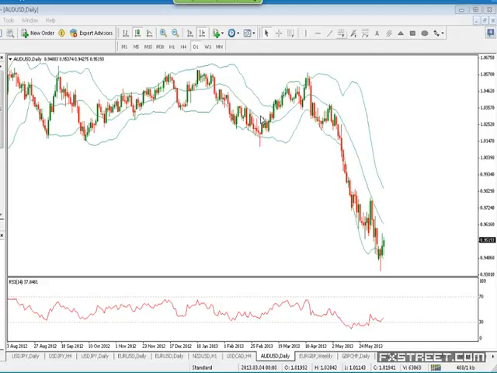I have seen a lot of traders now come in over here and put in a lot of indicators on the charts. Right?